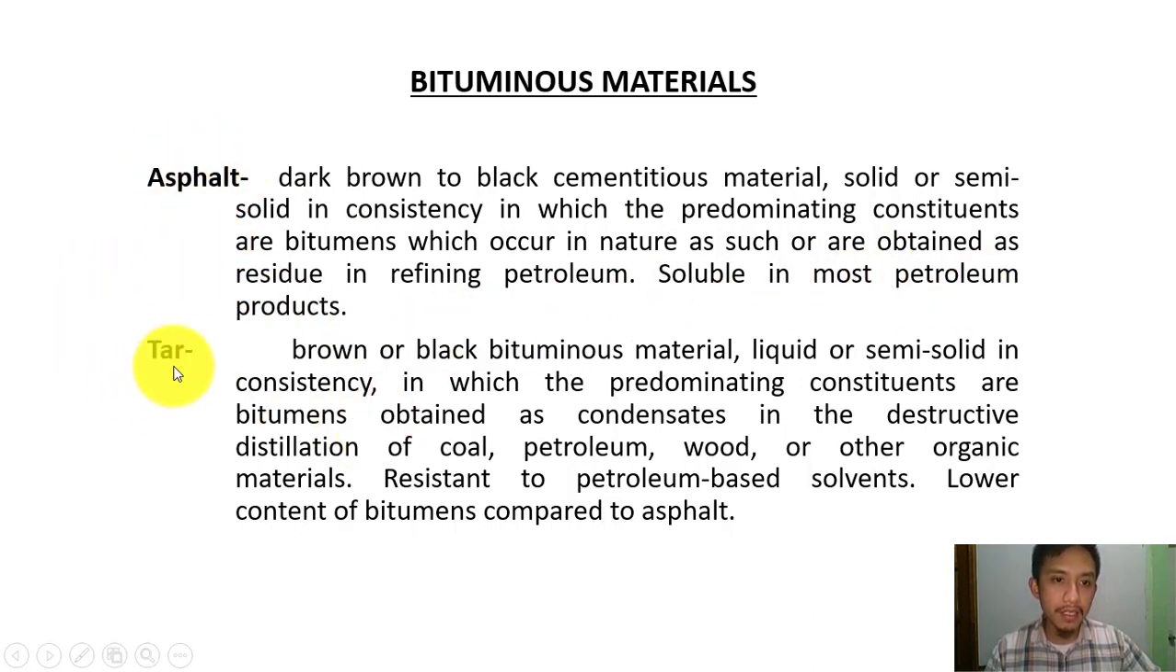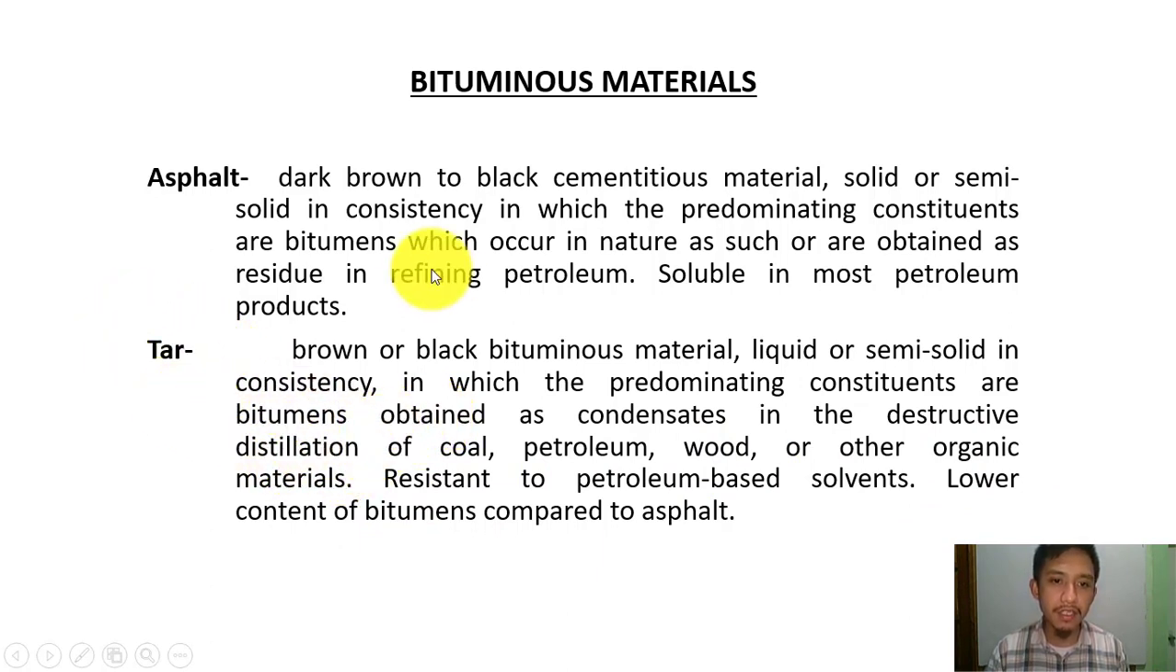However, we have here another one which is also a bituminous material. It is a type of material that contains bitumens, what we call tar. That is a brown or black bituminous material, which is liquid or semi-solid in consistency, in which the predominating constituents are bitumens obtained as condensates in the destructive distillation of coal. So this type of bituminous material is coming also from coal, petroleum, wood, or other organic material. That is where this tar is coming from.